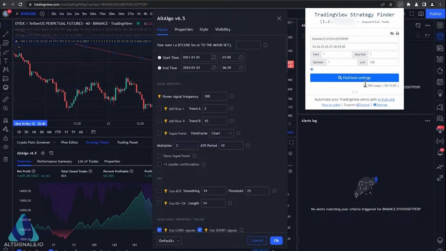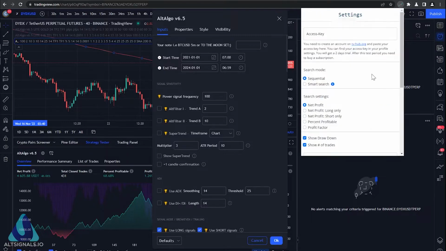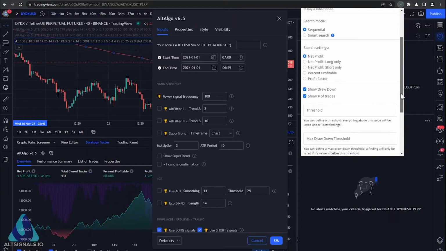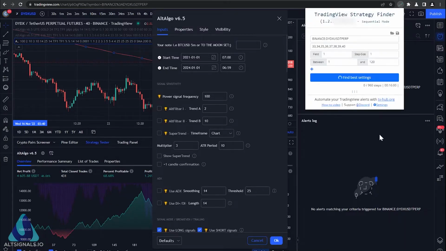So I will not make this too long because there's many tutorials on this from the developer themselves. First of all, we go into settings and we enable these two here because I want to see my drawdown as well and my number of trades. I usually search on net profit only. Okay, so once we have that set up, we push save, and then here we can change to search a coin. So for example, in this case, I want to search the DDX coin, and here we can search certain time frames. So for example, I put a whole list of time frames here from 33 to 40.